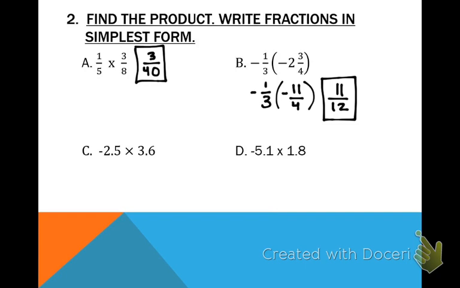Next up, let's multiply some decimals. Negative 2.5 times 3.6. Will my answer be positive or negative? We know it's going to be negative. How come?